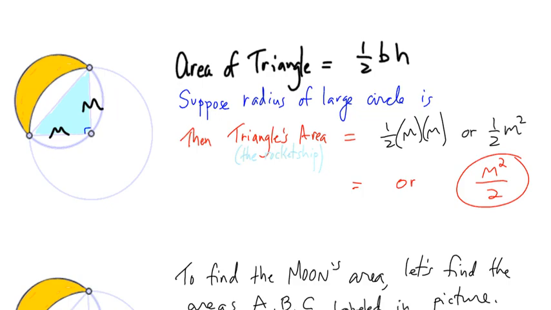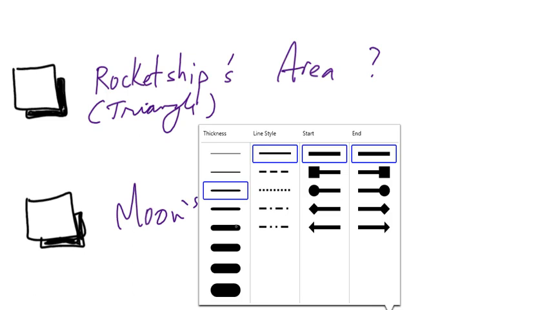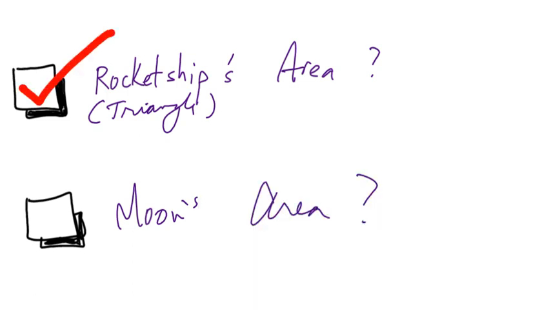You can see the large circle's radius is now m. This will represent every case. So the triangle's area is 1/2 times base times height, which is 1/2 times m times m, or 1/2 of m squared, or just m squared over 2. We now have the area of the rocket ship in the general case. Now let's go on and find the moon's area.